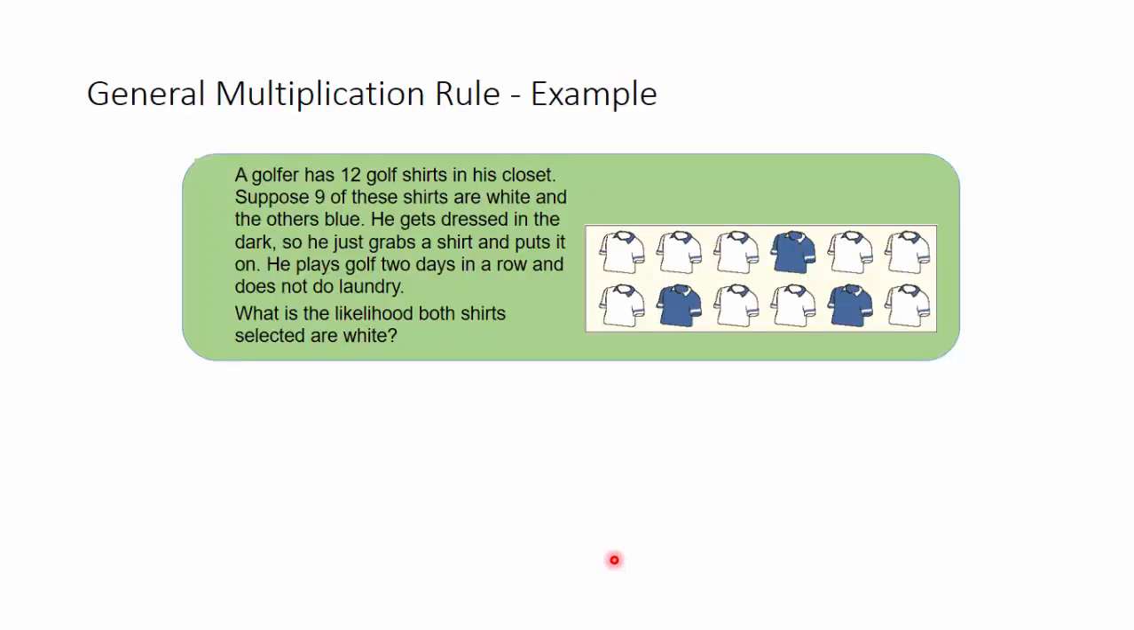Now let's say a golfer has about 12 shirts in his closet, and 9 of them are white and the others blue, indicating 3 blue, as given in the diagram. Now he just grabs 2 shirts on 2 days in a row. What is the likelihood that both the shirts selected are white? The event of selecting the first shirt, which should be white, is W1. Probability of W1 is given by 9 white shirts of the total 12.